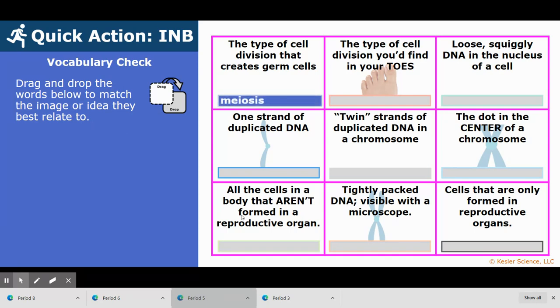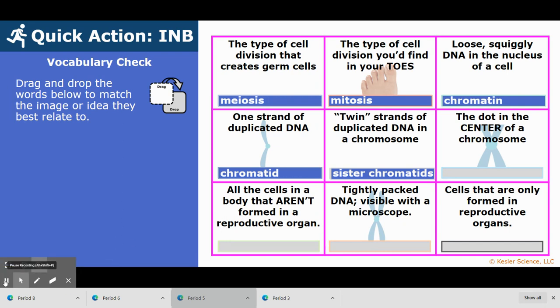Okay, the type of cell division that creates germ cells is meiosis. The type of cell division you find in your toes, since your toes are somatic cells, we're going to look at mitosis for that one. The loose squiggly DNA in the nucleus of a cell is going to be called the chromatin because it's unwound. One strand of a duplicated DNA, remember that's the chromatid, and the twin strands of duplicated DNA in the chromosome, those are sister chromatids.